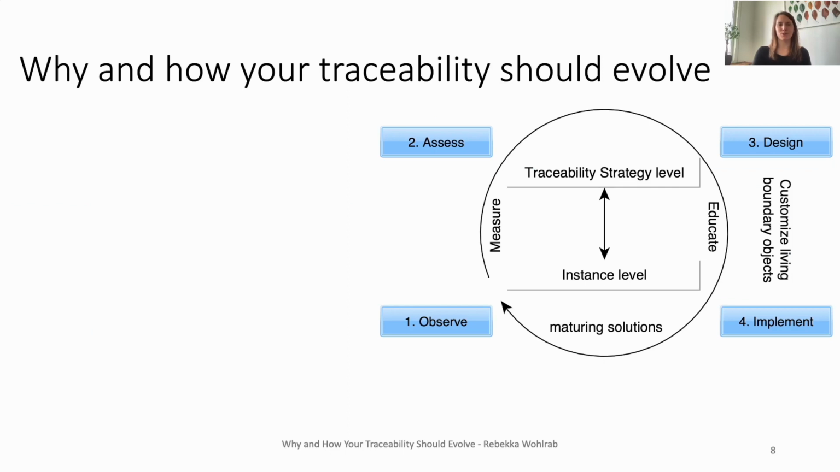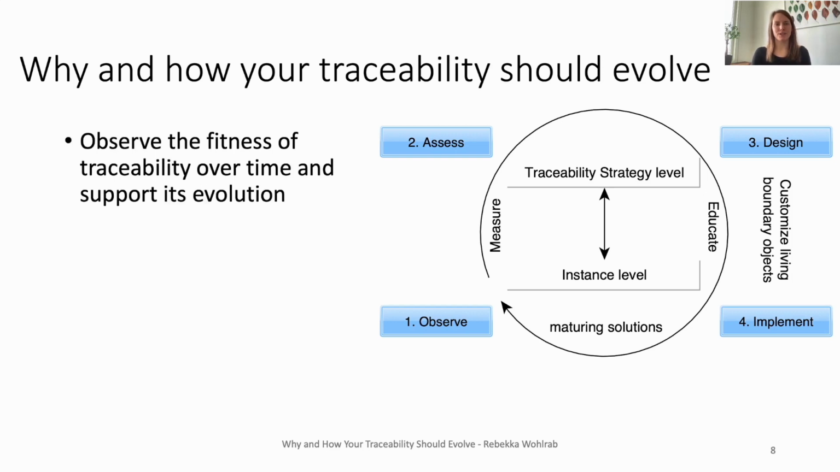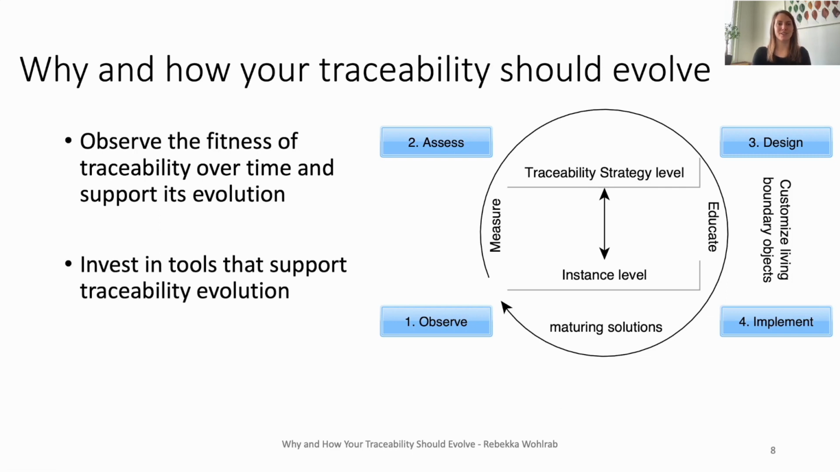To summarize, we saw why and how traceability should evolve with the examples of a concrete case of an automotive supplier. Our suggestion is that you should observe the fitness of traceability over time, because it's not an on-off thing, but something that dynamically changes, and also the needs change. So we need to have ways to evolve it, and the findings in this paper show how that can be done. For future work, we suggest to invest in tools that support traceability evolution and flexible ways of managing traceability.